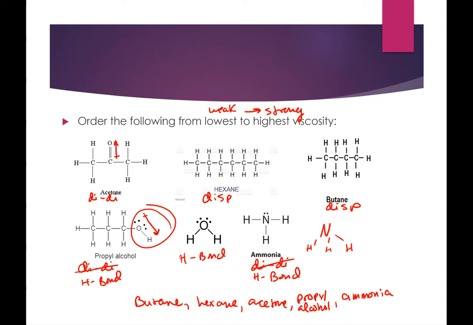And then after propyl alcohol is going to come ammonia, the NH3. And that is because the NH bond is less polar than the OH bond. So even though there's more H's, that doesn't really have anything to do with it. When we're comparing hydrogen bond to hydrogen bond, it's about which bond is more polar. And so again, the OH bond is more polar than the NH bond, so the NH bond is a little bit weaker. And then my strongest force would be in the water, so that would be the highest viscosity.